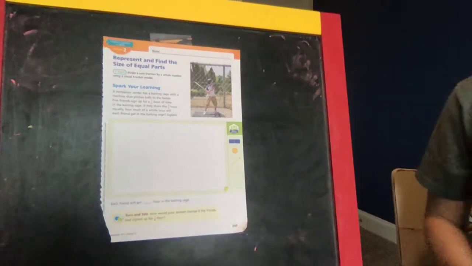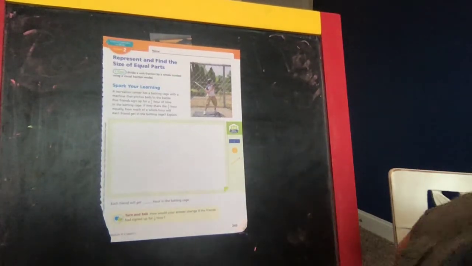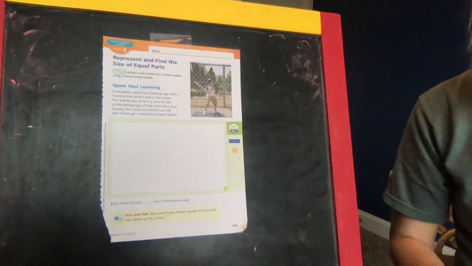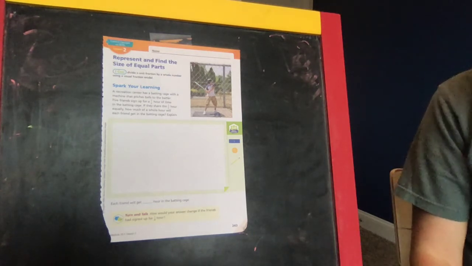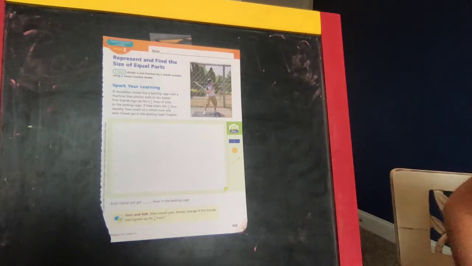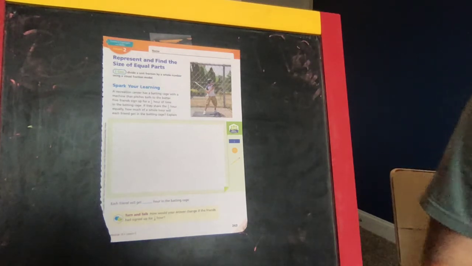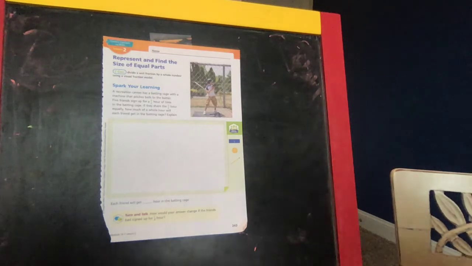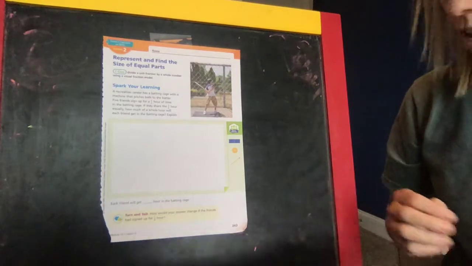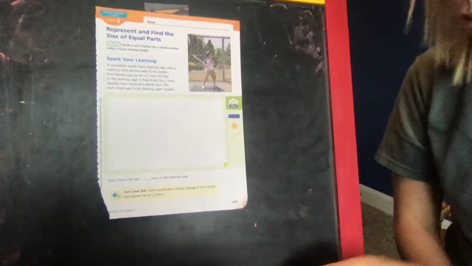All right, boys and girls. So today we are in lesson 2 of chapter 10. So we're in our module 10 through 20 book, page 243. And if you have your fraction tiles, I want you to grab those out. We're going to look and do a little bit with them. We'll see how good I can do that here.